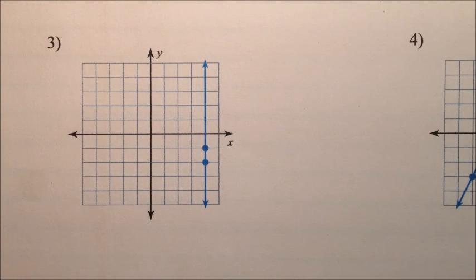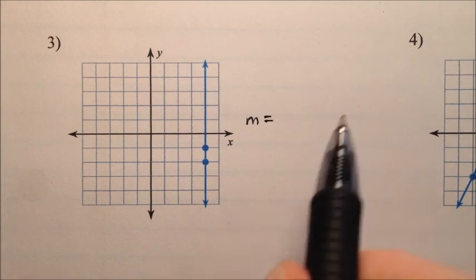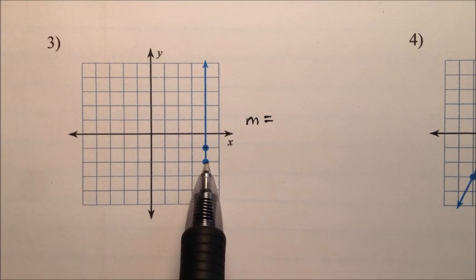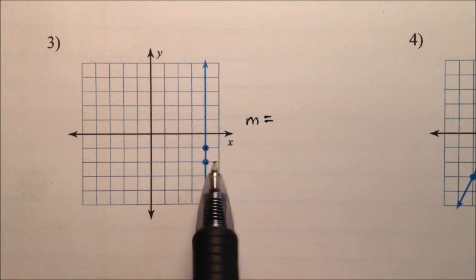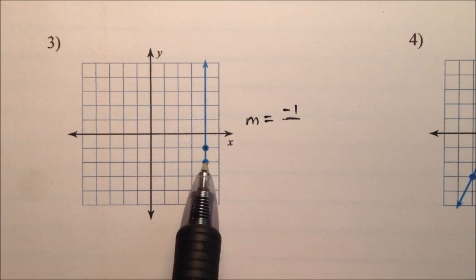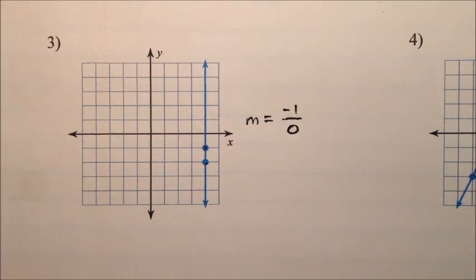For number 3, it seems that we have a vertical line, so if you don't already know what the slope of a vertical line is, we can figure it out. So the slope has to do with rise over run. So to go from this point down to this point, how far did we go up or down? Well, we came down 1, so we're going to say minus 1. And then how far right or left did we move? Well, we didn't move at all right or left, so 0 units.